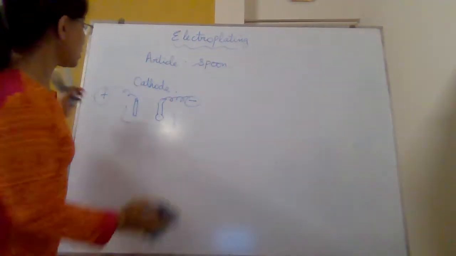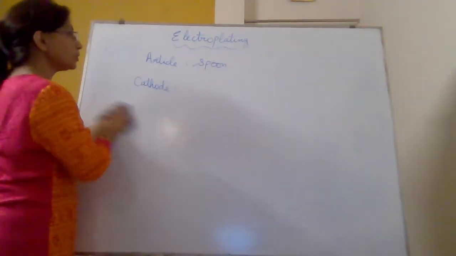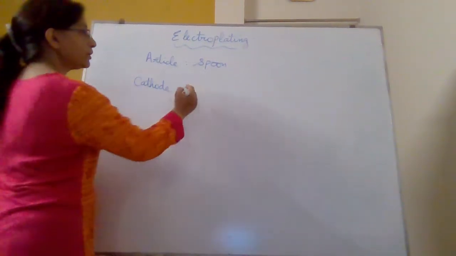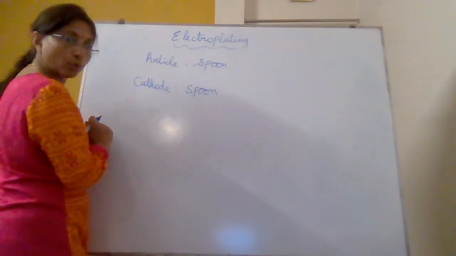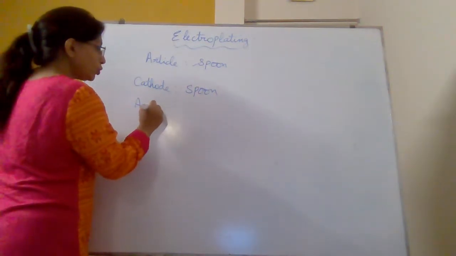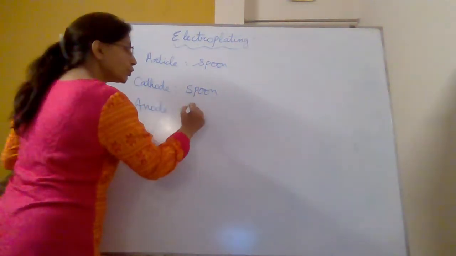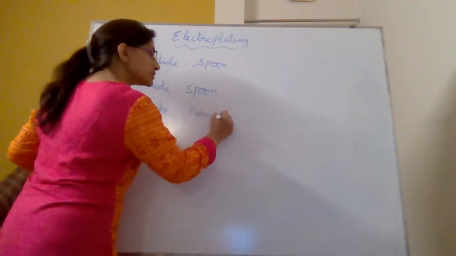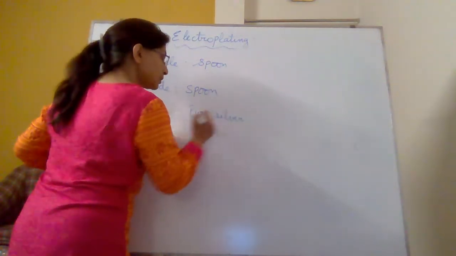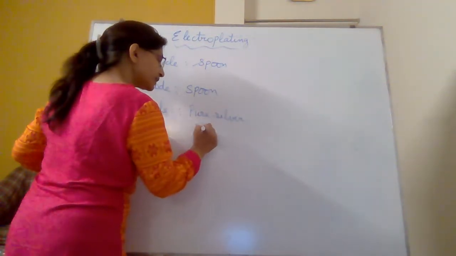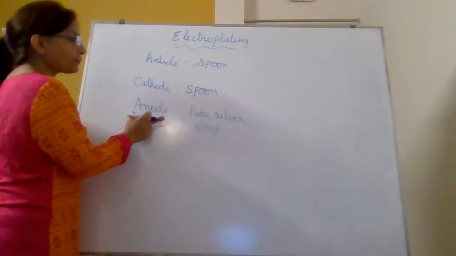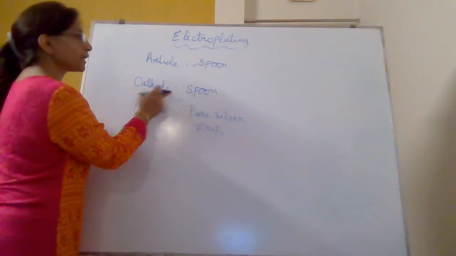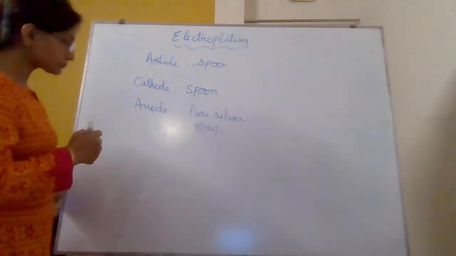Alright, so now let's have a look at the anode. The spoon is your cathode and the anode is pure silver. You can take a pure silver strip or a pure silver bar. So your anode is the pure silver strip and the cathode is the spoon.